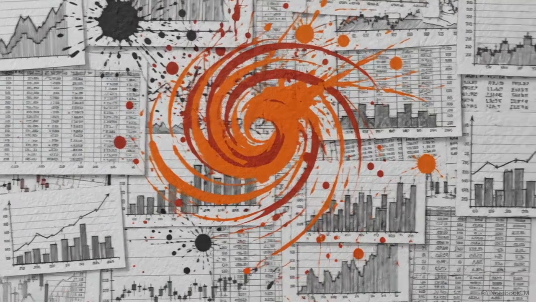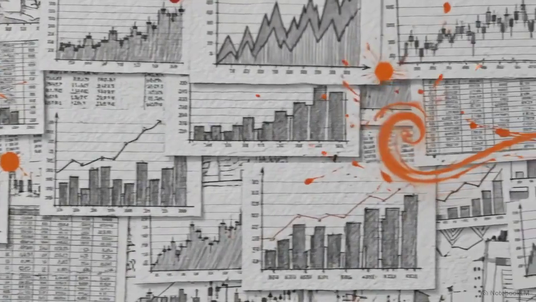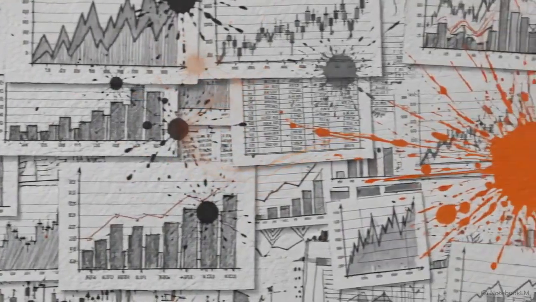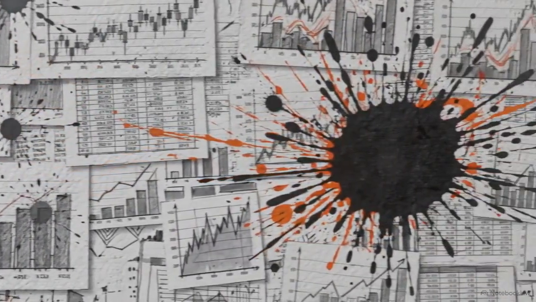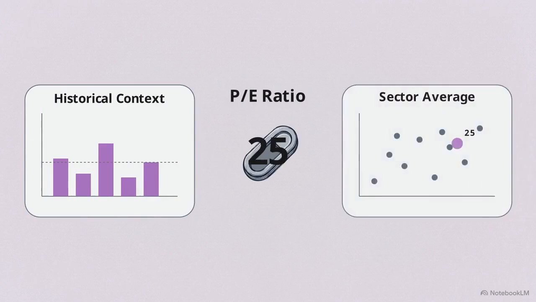Modern investors struggle with a flood of raw data. Success depends on condensing this information into a single, actionable decision before analysis paralysis sets in. Isolated numbers offer little utility. A price-to-earnings ratio of 25 requires historical and sector context to determine if a stock is actually expensive.